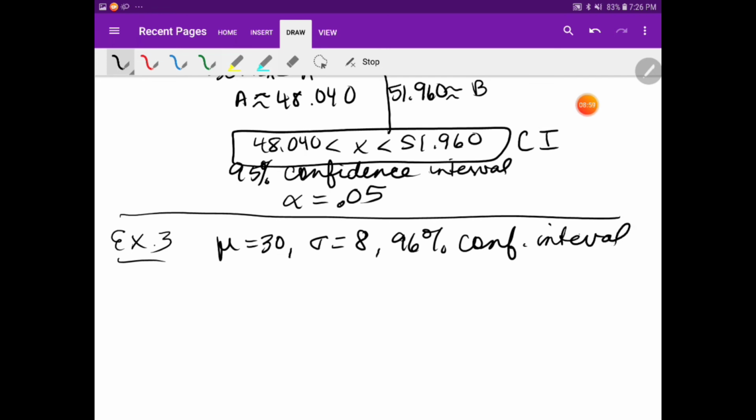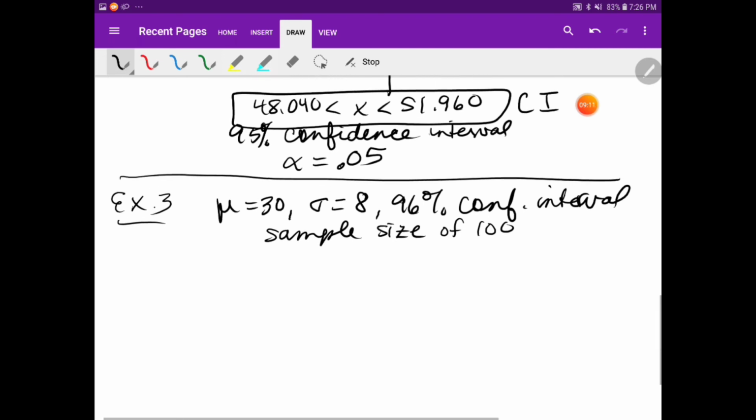And they say sample size. So that's like how many people you're asking what their opinion on voting would be. Sample size of 100. Okay, so same idea. Make our little thingy here. We need 96% to be in the middle.